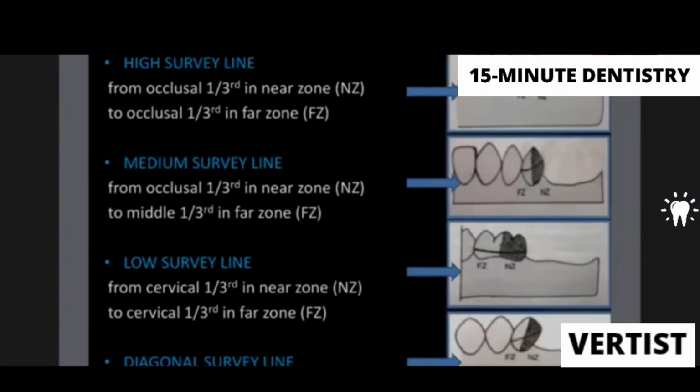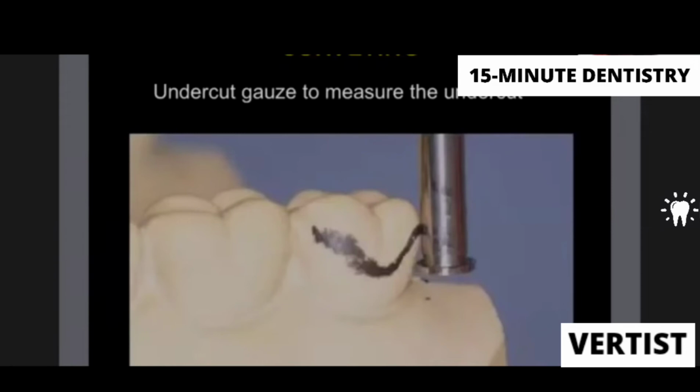You can have a high survey line, medium survey line, low survey line, along with the diagrams to be drawn, and you can have a diagonal survey line. So again, different types of survey line as per your surveyor and your path of placement. That's the undercut gauge, as I showed you already, the triangular area, to measure the kind of undercut or the depth of undercut that you particularly have on your cast.